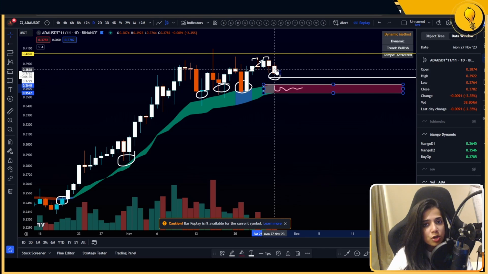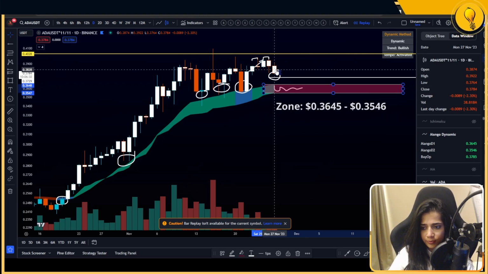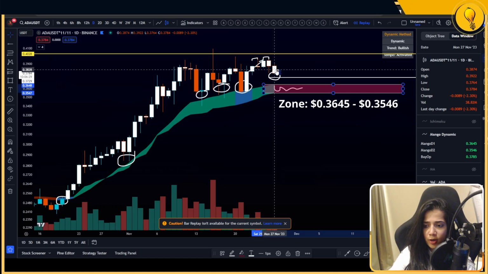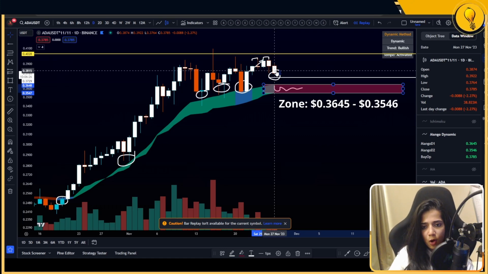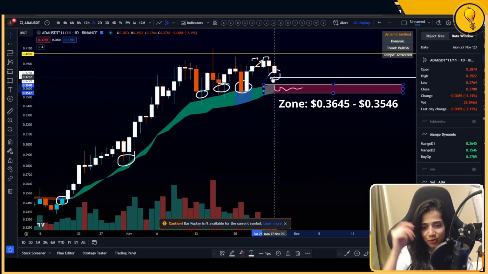For those of you who do not have access to the dynamic indicator, but you want the levels on this, take note of the zone. It comes in from around 0.3645 cents, going all the way down to 0.3546 cents. It's a bit of symmetry there, right? But yeah, those are the numbers. I will be annotating them on my screen right here. So go ahead and take note of these numbers. That's the next downside target that I'll be looking for Cardano to get to.